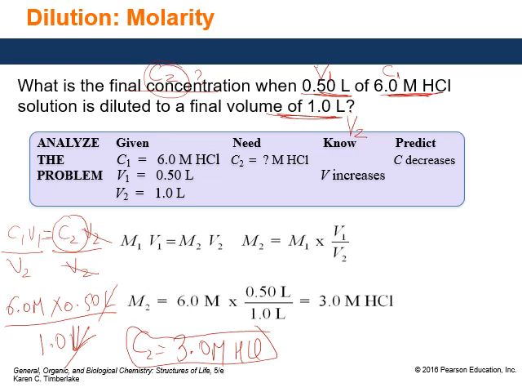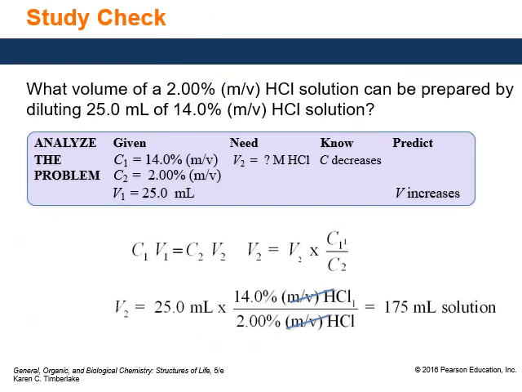They don't pay attention that the units are same or different. Okay, moving on, next question. Let's try this. What volume of a 2% HCl solution can be prepared by diluting 25 ml of 14% HCl solution? So what volume of 2% solution? Now again, this is based on all English.